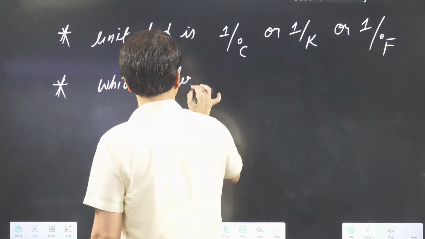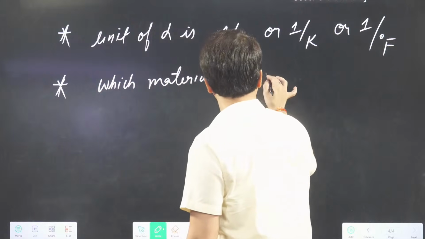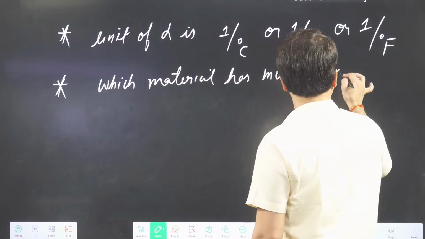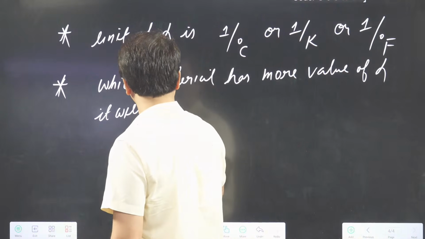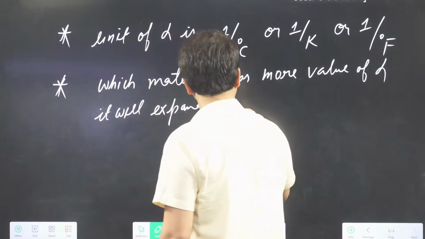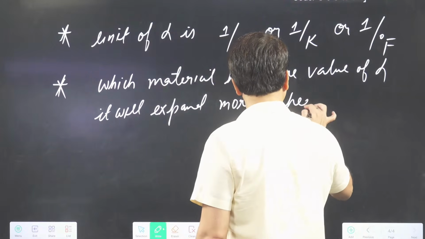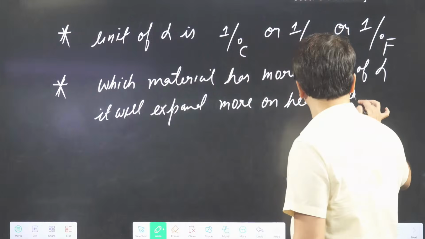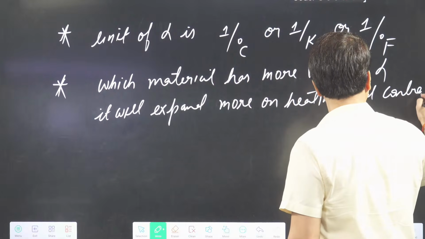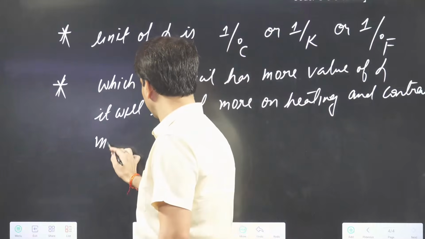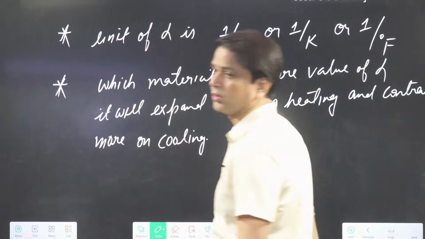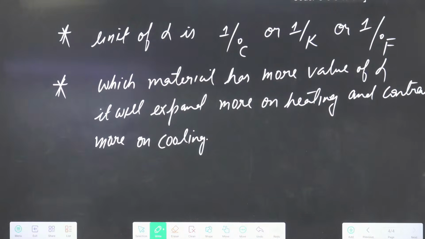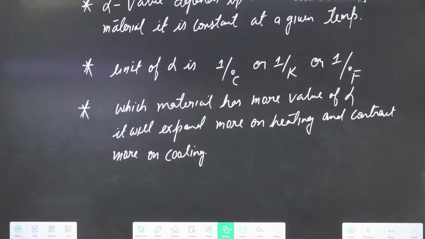So the material which has more value of alpha will expand more on heating and contract more on cooling. Okay, so this point is clear to everyone. Completed.